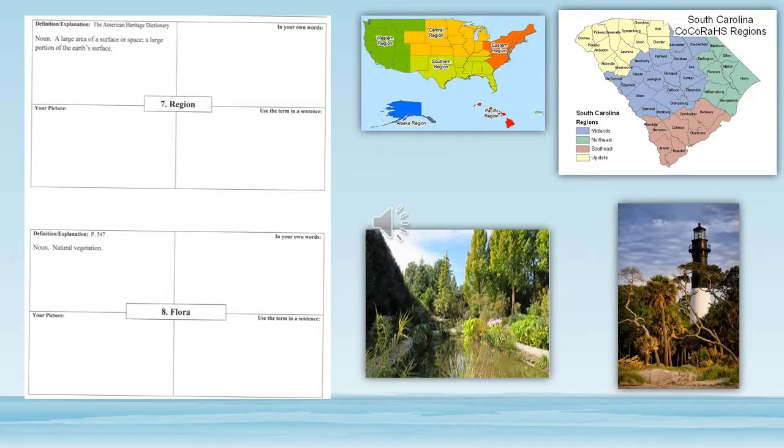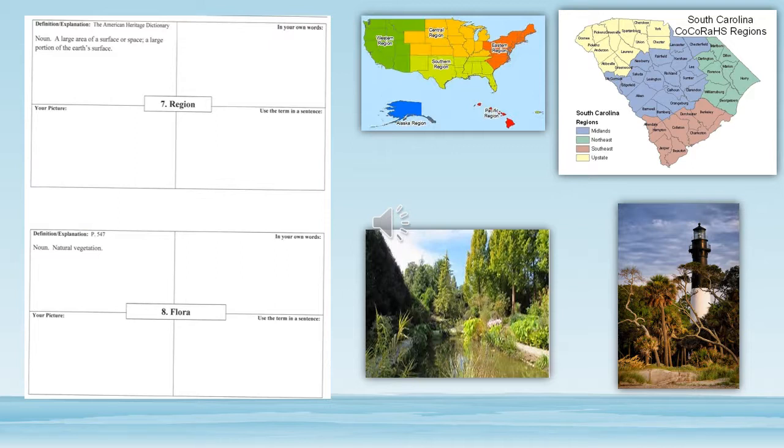Region. Oh, region. Now, I've given you two different visuals of region. The first region you see is the United States. And you see the United States is divided into really 4 regions. The eastern region, or the eastern seaboard region, that's where we live. Another name for our eastern region is the Atlantic seaboard, because we're on the Atlantic Ocean. Then you have the southern region, then you have the central region, and then out west, the western region. They're divided up according to where they're located on the United States map.